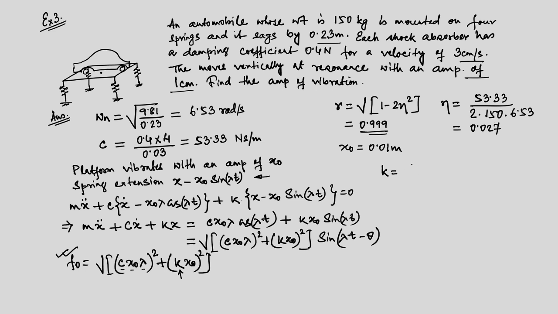So, what is k? K we can find it out, it is 150 into 9.81 divided by 0.23. So, that is the force causing a deformation of 0.23. So, if you find out, this will be 6397.83 Newton per meter. And then we can use these values and find out what is the value of f naught.